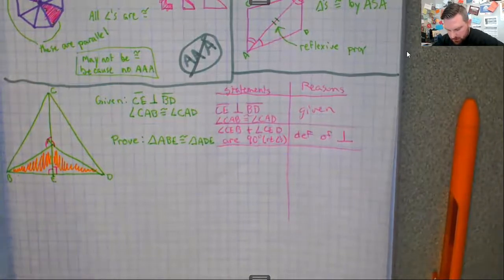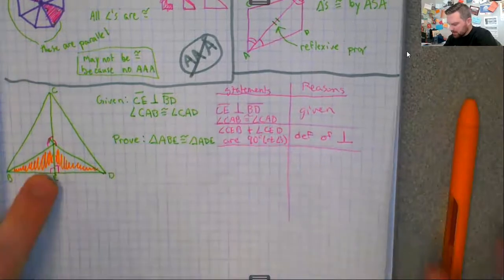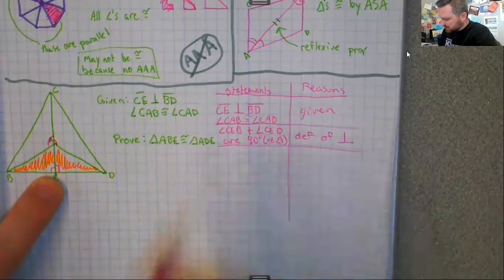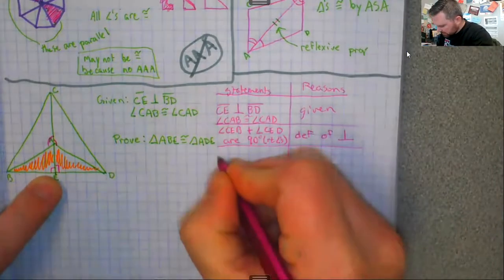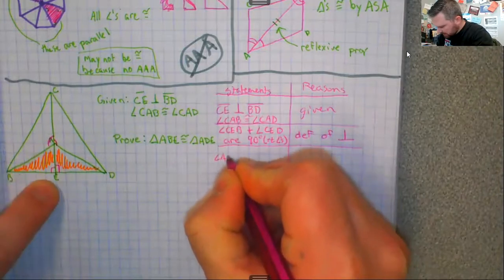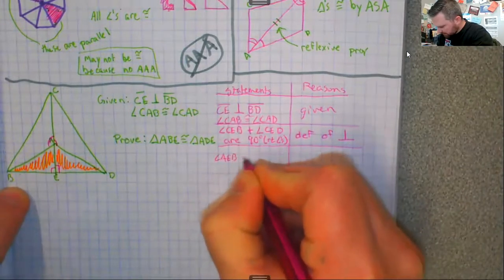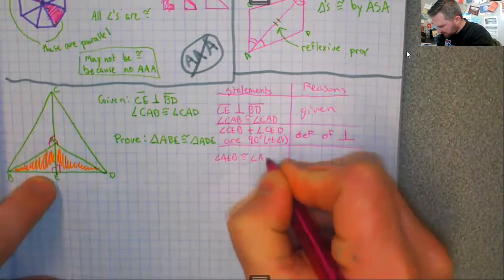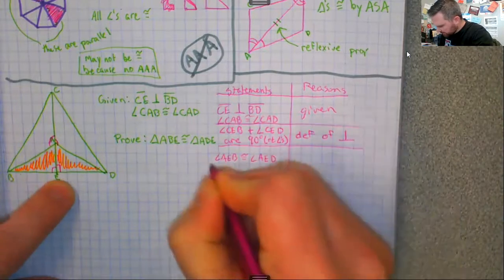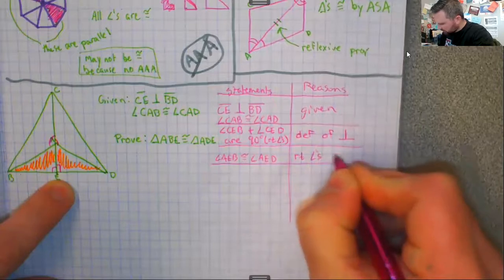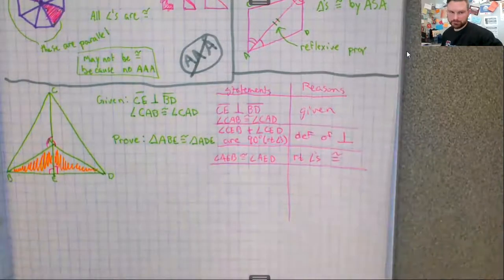So what I want to look at here is these two angles right here are congruent. I know that because they're both 90 degrees. So angle AEB is congruent to angle AED. And that is right angles congruent. All right angles are congruent.